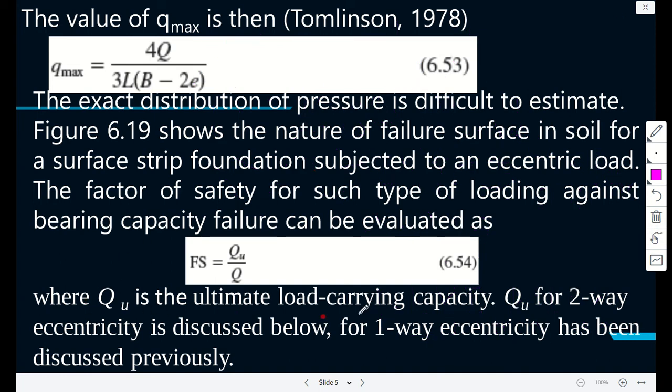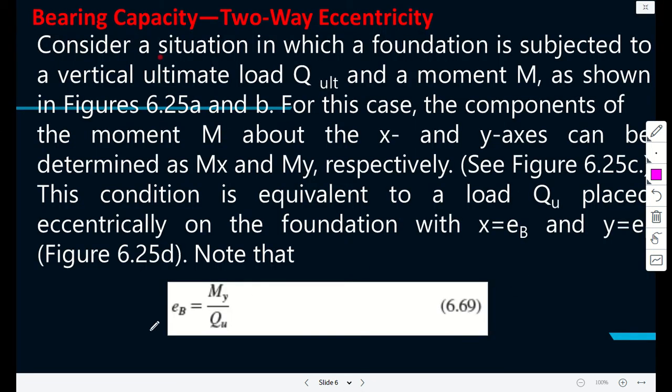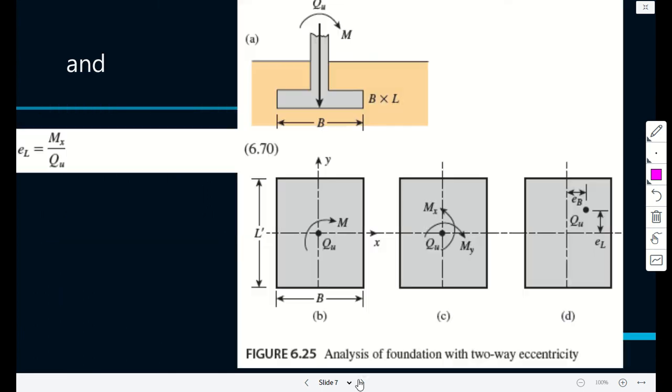Where Qu is the ultimate load, with two-way eccentricity as discussed below. For one-way, of course, we already talked about one-way eccentricity, so Qu can be determined. Well, consider a situation in which the foundation is subjected to a vertical ultimate load Qu and a moment M as shown in Figure 6.25a and b. So this is Figure 6.25. There's Qu and some moment.